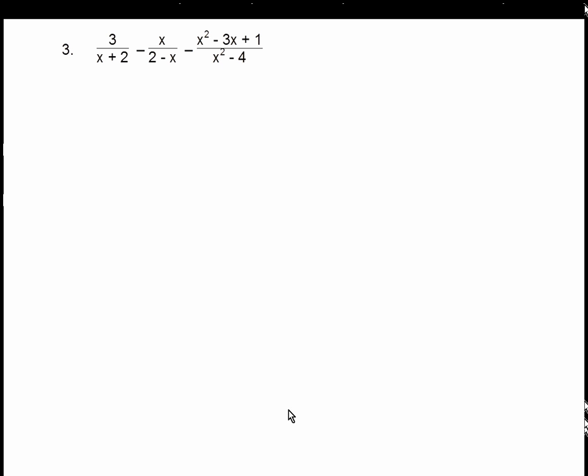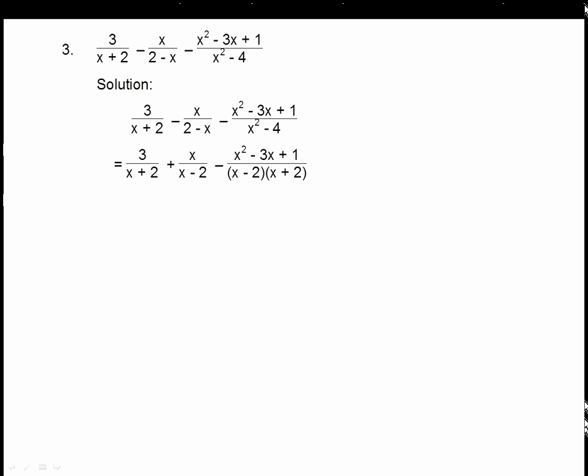Okay, in this problem, the middle denominator is out of order. So I'm going to write it as x minus 2 and change that minus sign to a plus sign that's in front of it. So there I went from the original problem to putting the middle denominator in order, and I factored the last denominator. Okay, x squared minus 4 is the difference of squares.